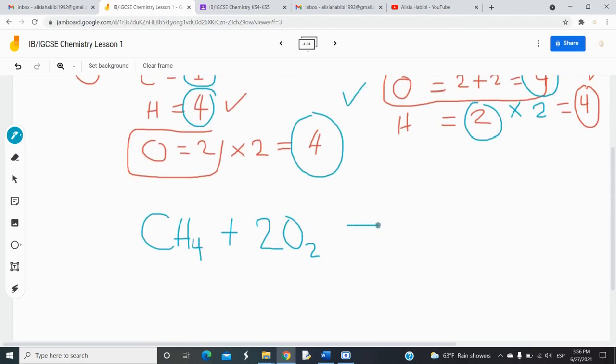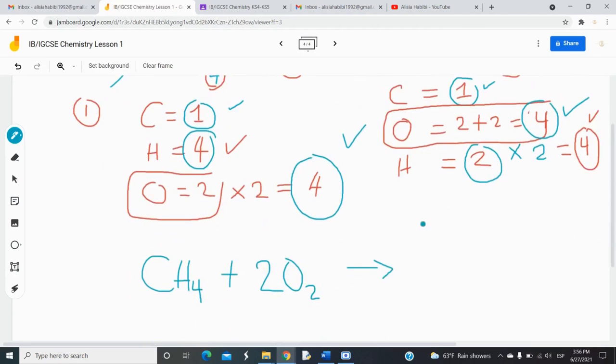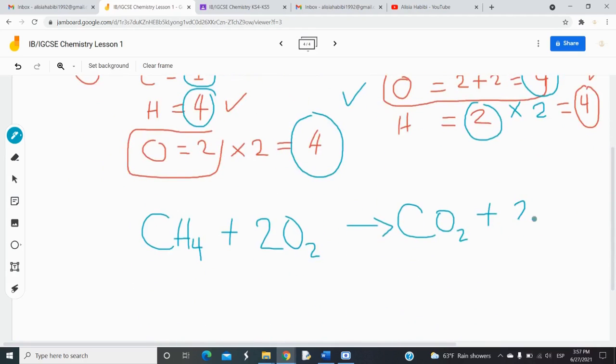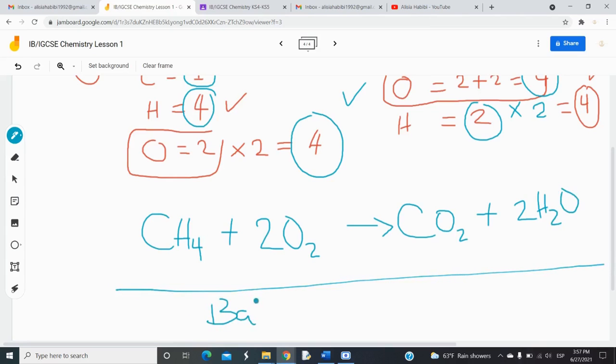And that gives you, of course, carbon dioxide, which is normal. But of course, we have plus 2 molecules of water. So 2 H2O, which basically means 4 atoms of hydrogen and 2 atoms of oxygen. So this equation is now balanced, guys. So that's pretty much how you do a balanced equation.